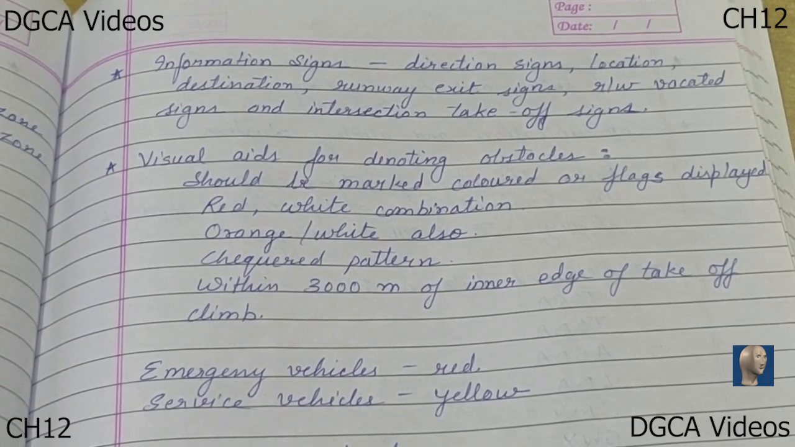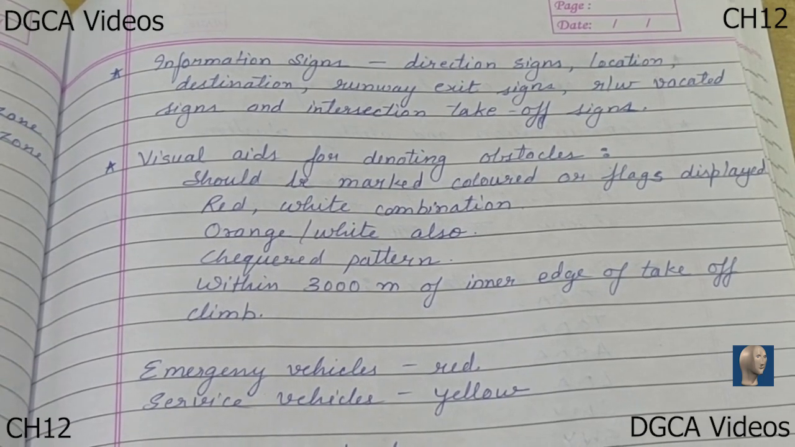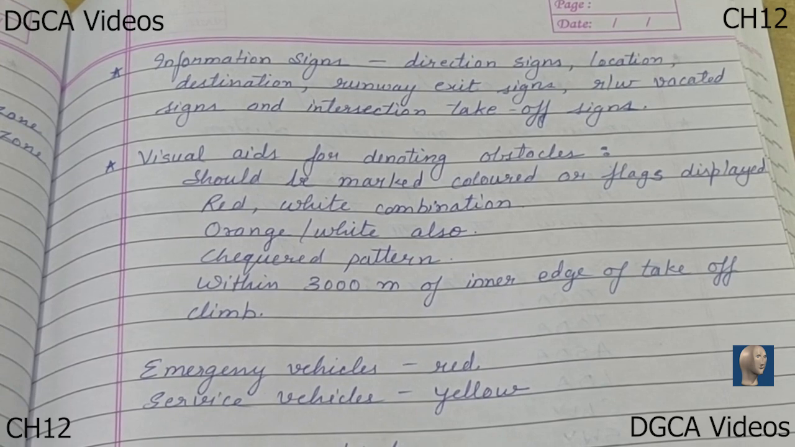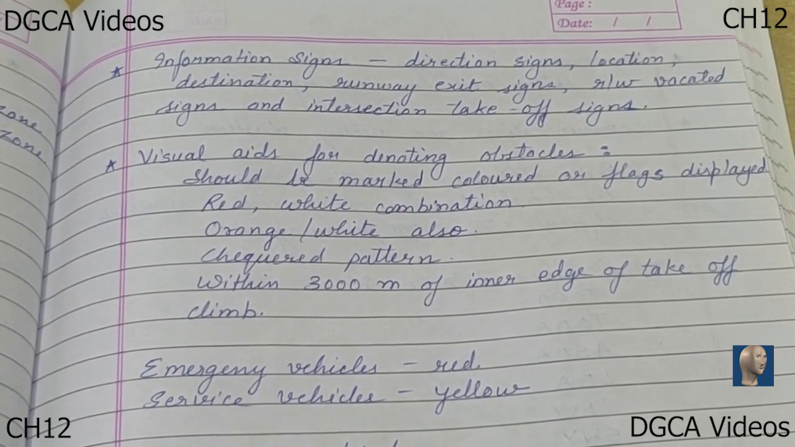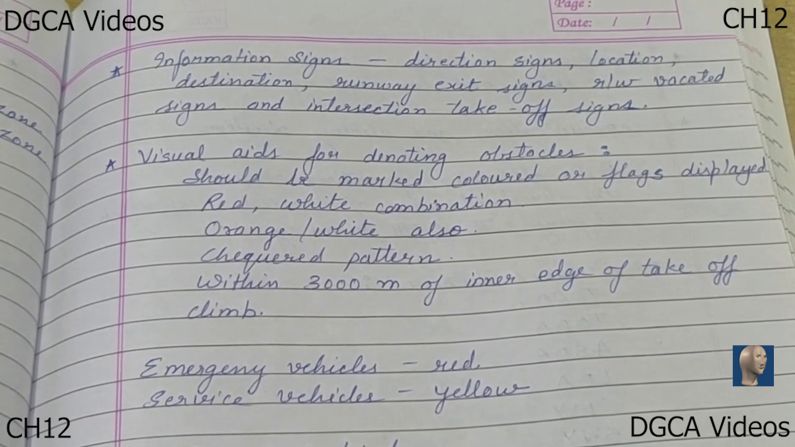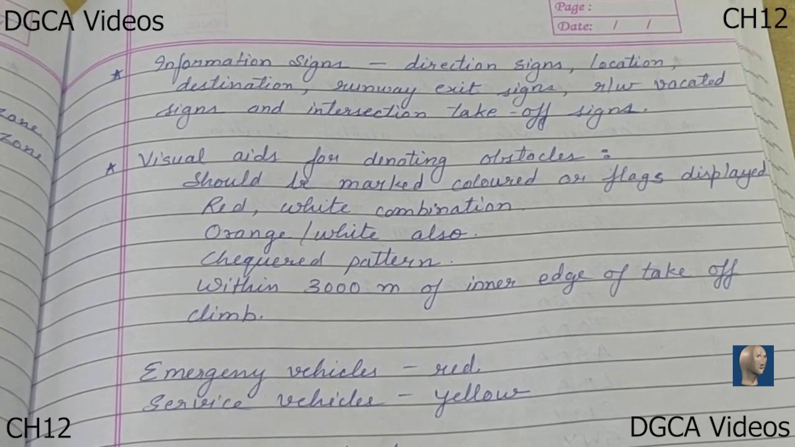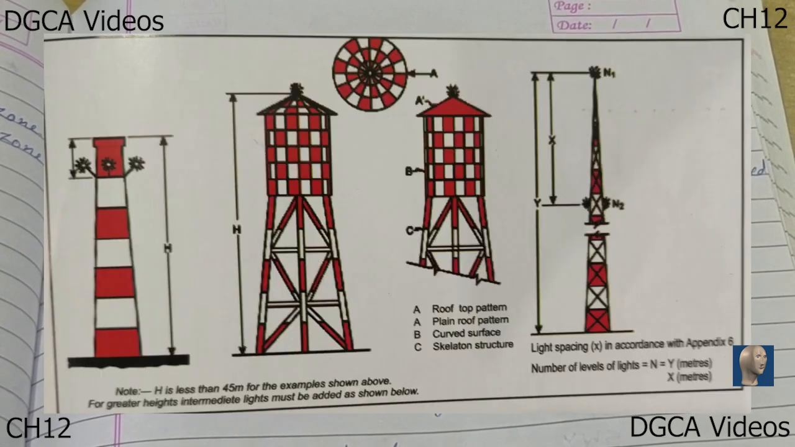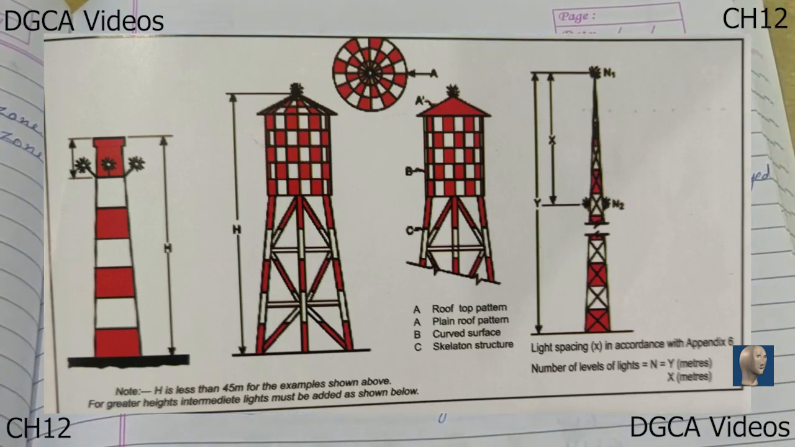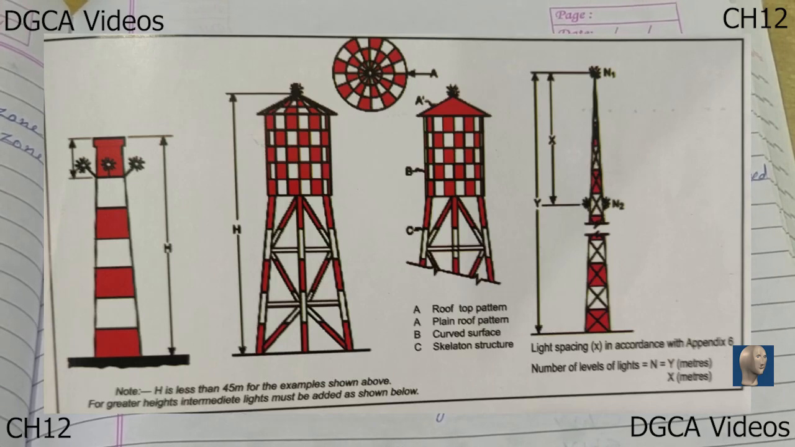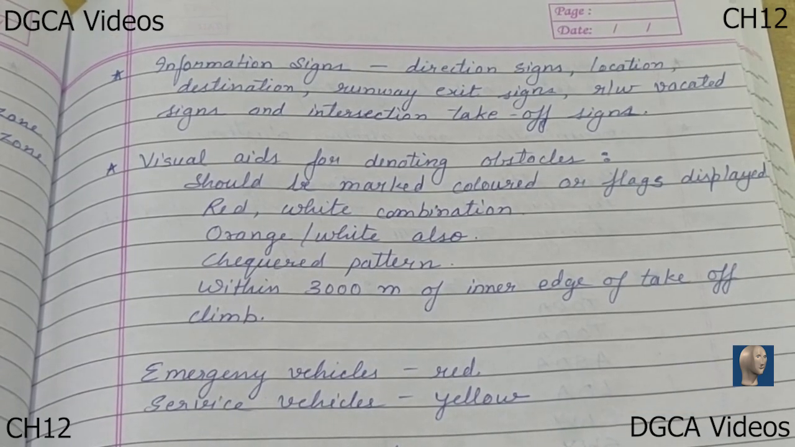So let's move on to the visual aids for denoting obstacles. A fixed obstacle that extends above a takeoff climb surface within 3000 meters of the inner edge of the takeoff climb surface shall be marked. Also, if it is during the night, then it should be lighted up. So it should be marked with the help of colors which are very prominent, and the colors should be used in such a manner that they do not mix up with the background.